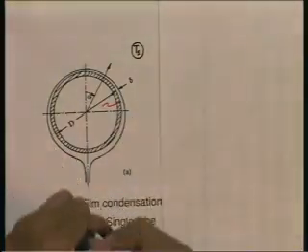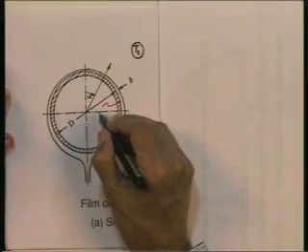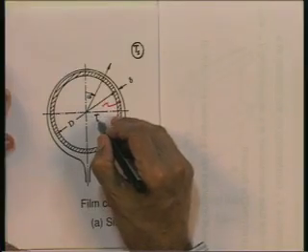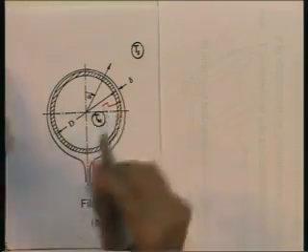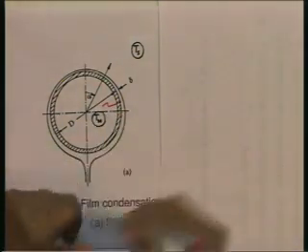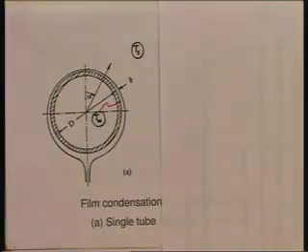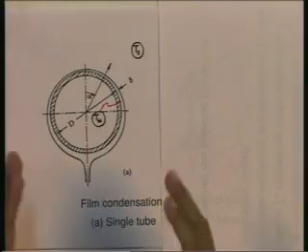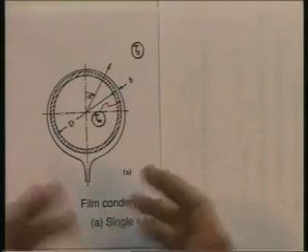This is the outside wall, and this is maintained at a temperature T w. So, it is an identical problem to the problem we studied earlier, with the difference that now instead of a vertical plate you have a horizontal tube, and Nusselt analyzed this problem also.